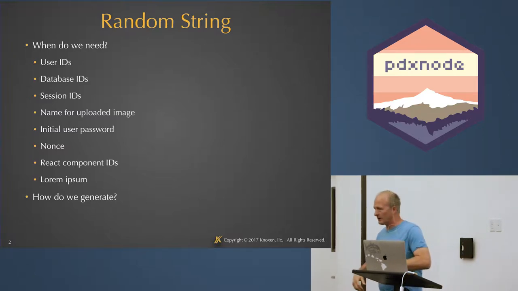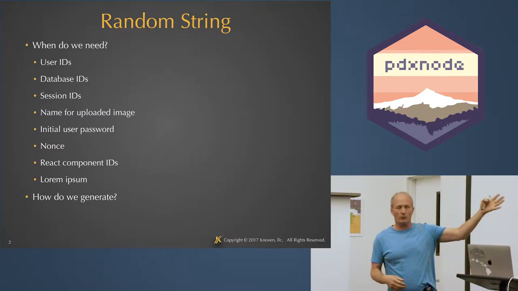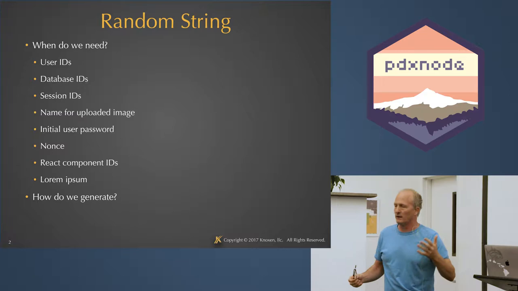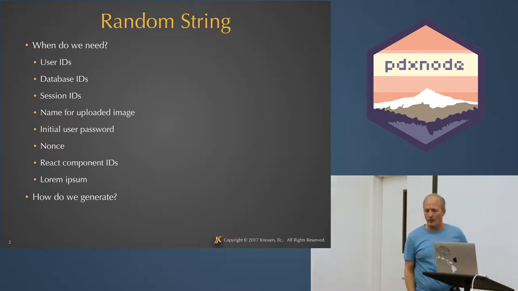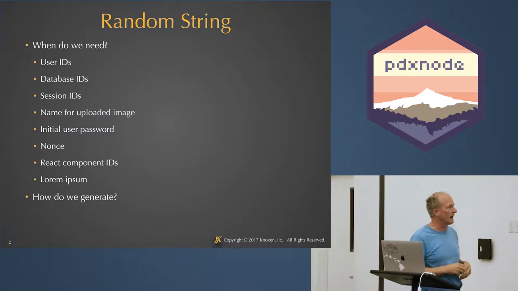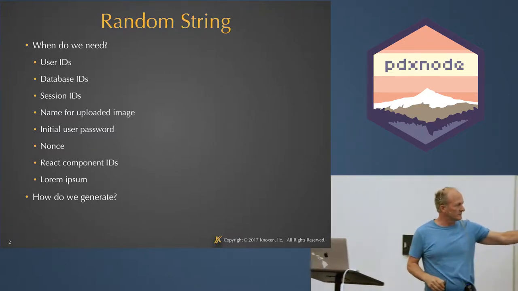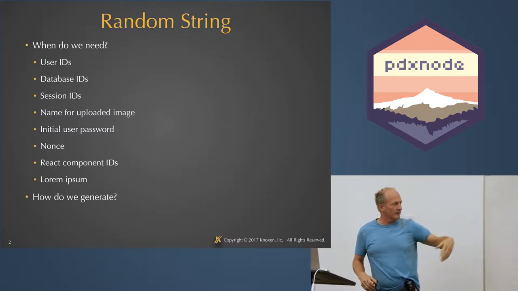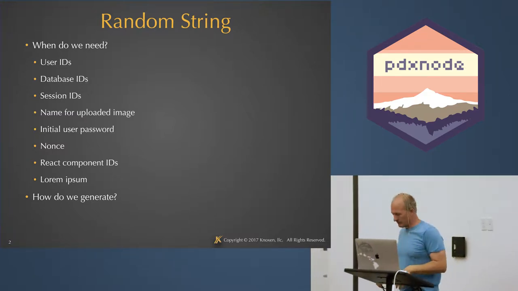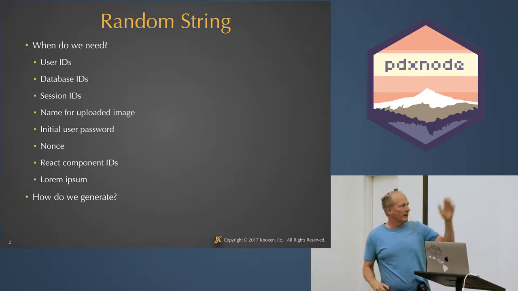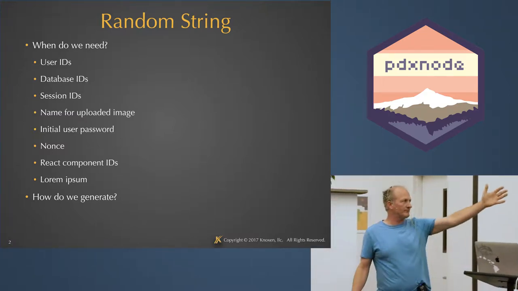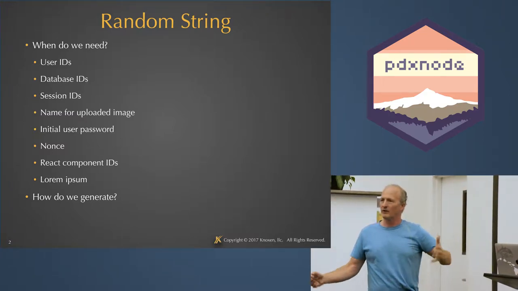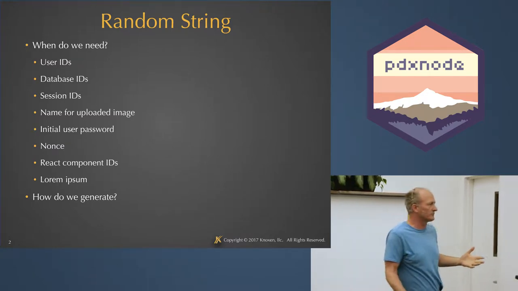When do we need random strings? Lots of places. These are ones that I've needed in the last 6 months: user IDs, session IDs, some random names so that when I upload images to a website, nonces. I played with React once and it wanted me to have unique component IDs, et cetera. So the question is, how did you generate a random string?